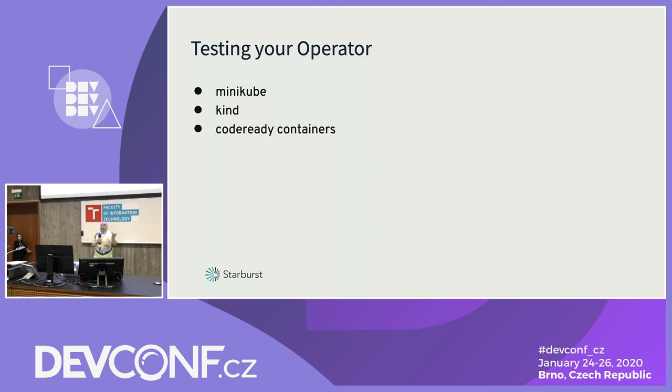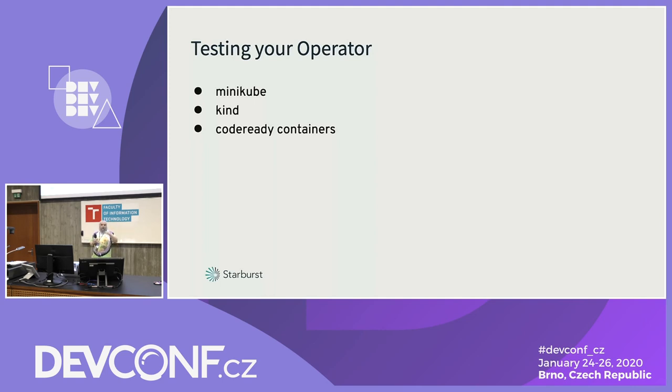There's Minikube, which is very popular. It uses virtual machines to spawn up Kubernetes on your machine. There's another project called Kind, which is Kubernetes in Docker. If you just have Docker on your machine, you can use Kind to deploy Kubernetes as containers, and then you can interact with Kubernetes that way.